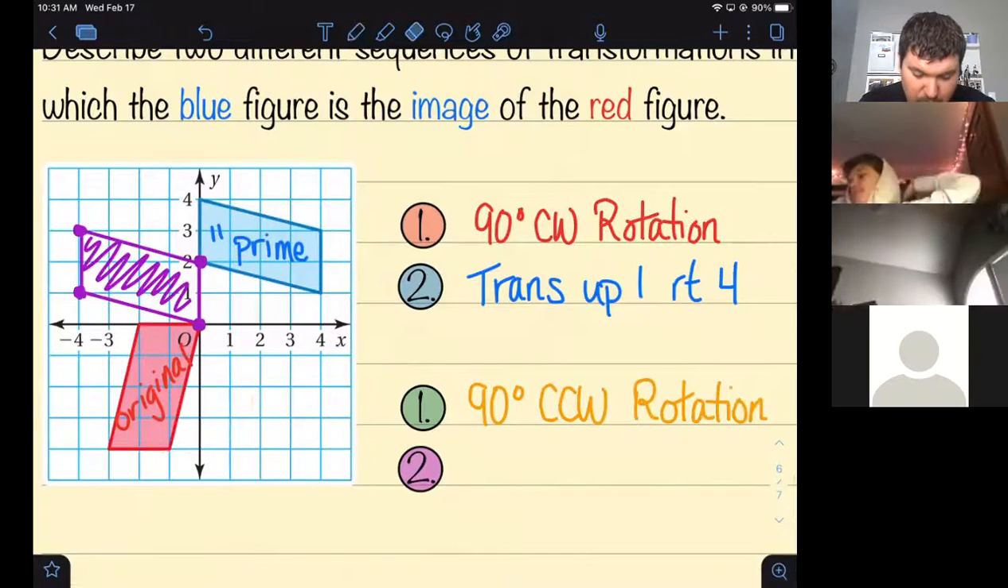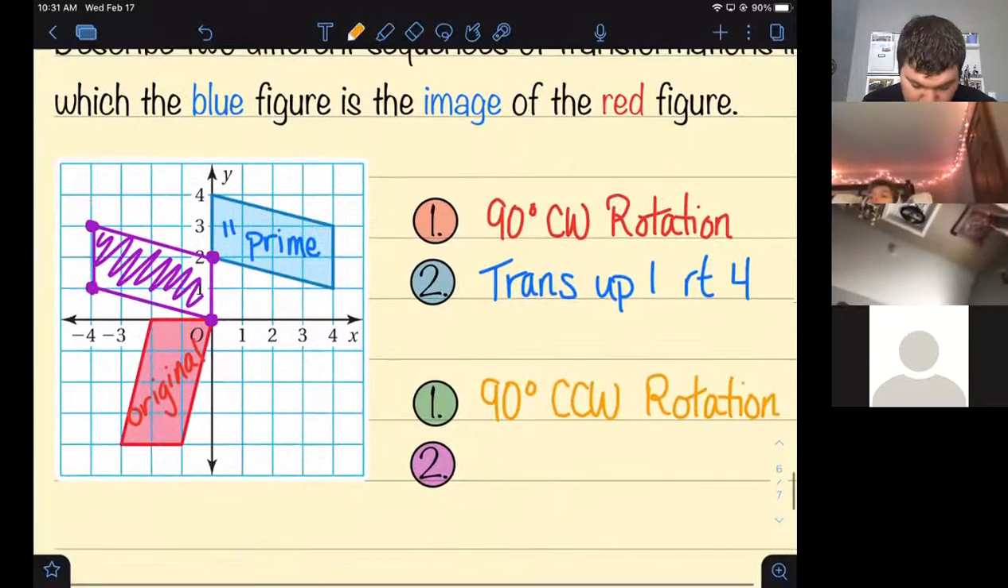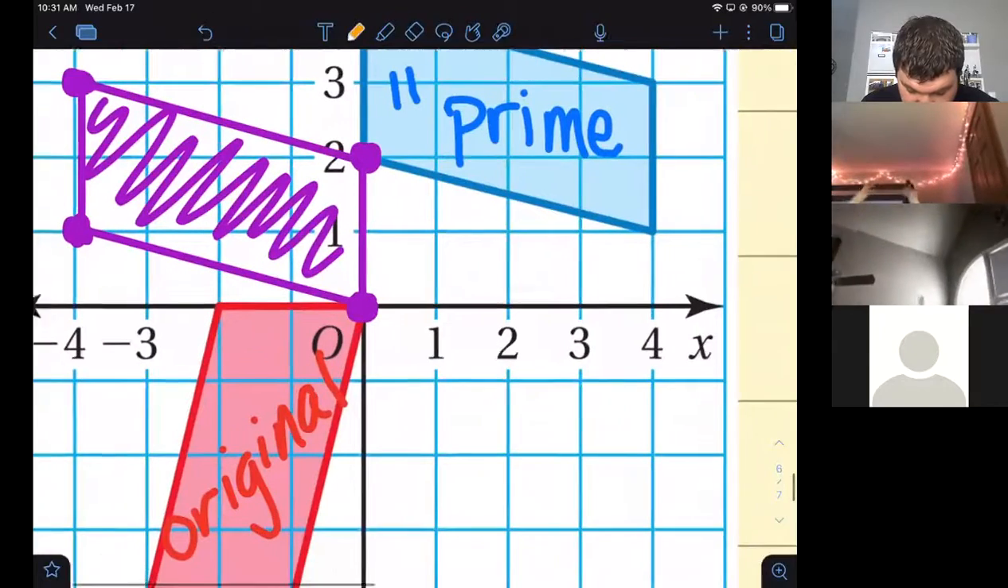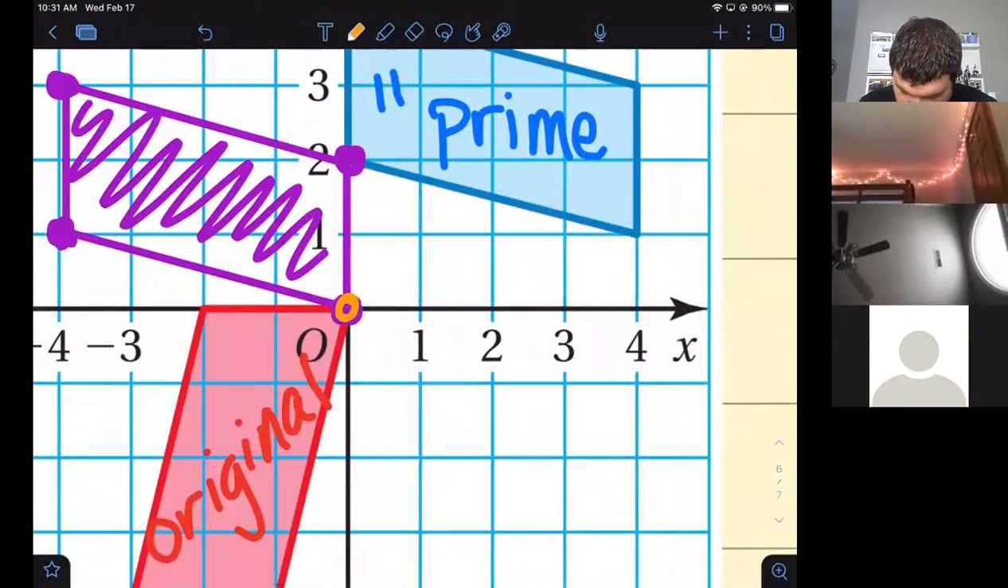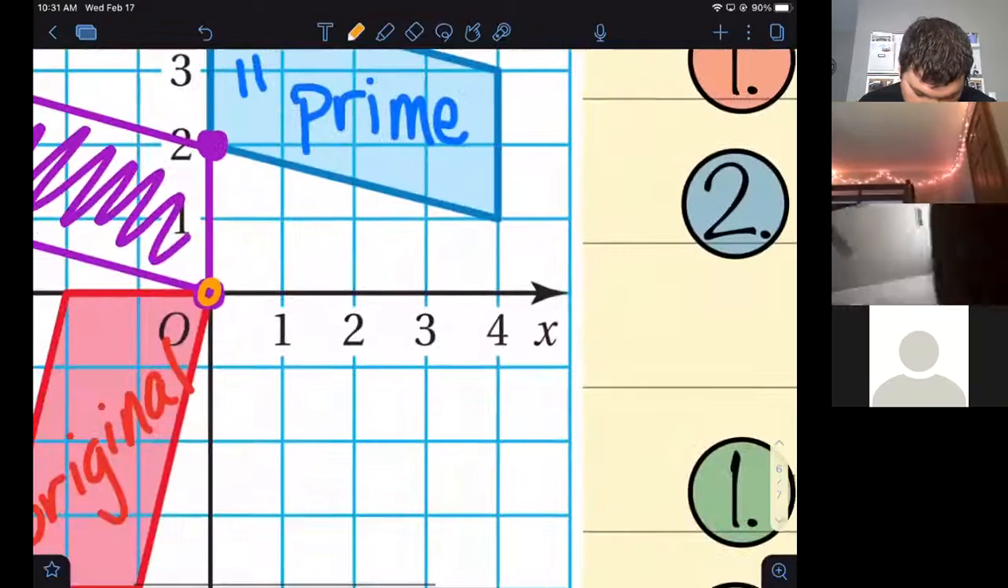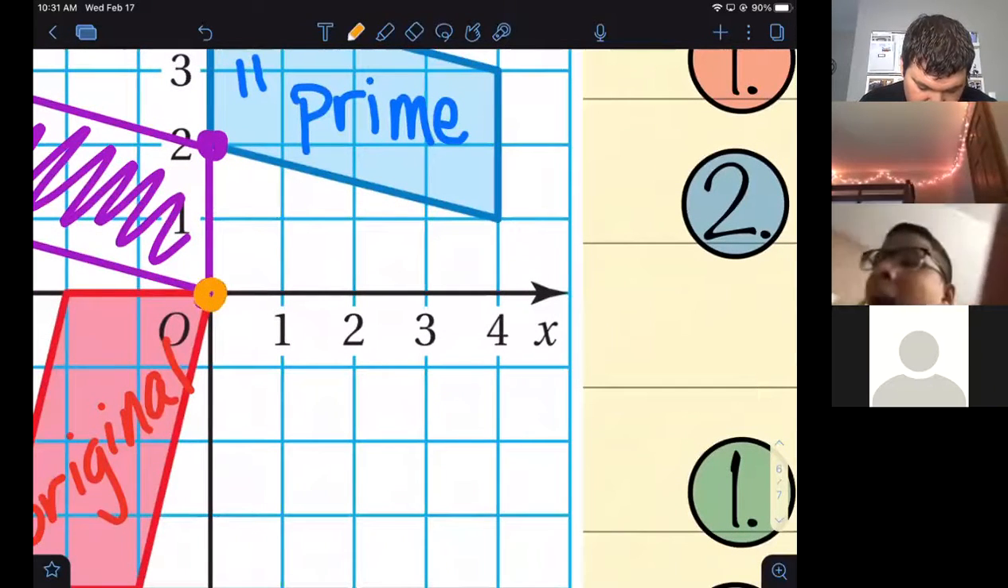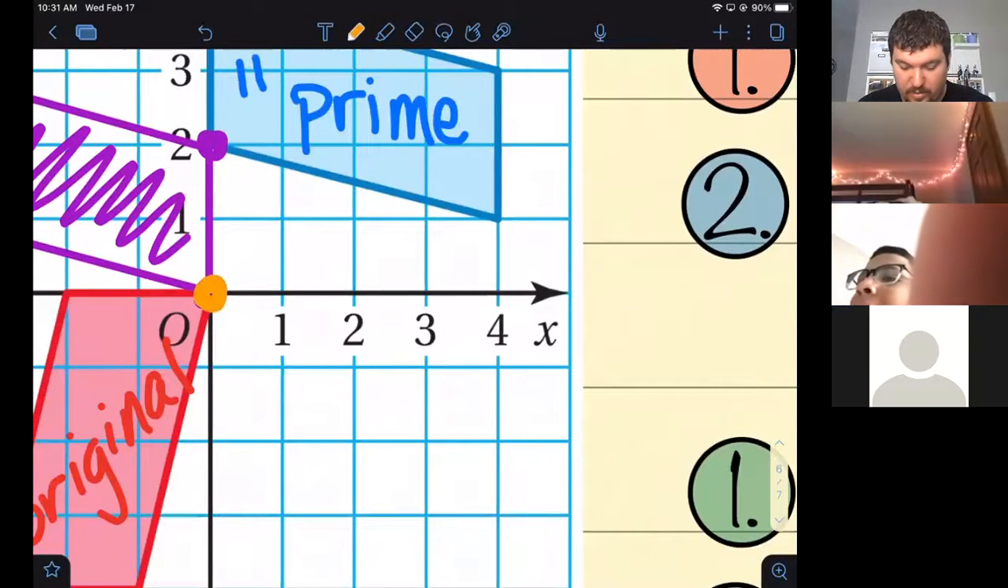Well, we'd be rotating around the origin. So this point here is not going to change. I feel like it keeps moving my thing around. My pictures are copy and pasted. So every time I try to write on them, it just wants to move the picture around.